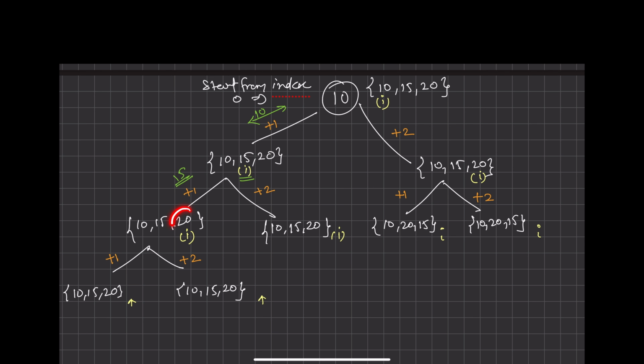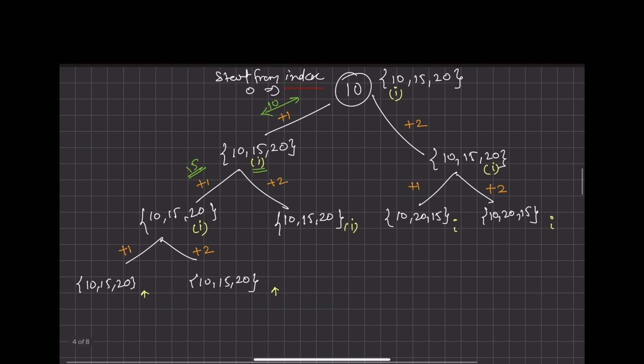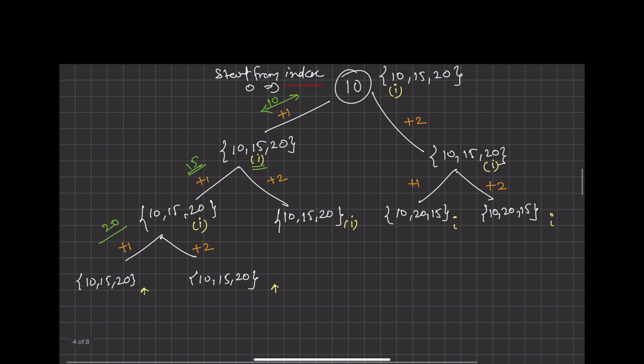Now we reach this index. Again we have two options, either we take one step or two steps. Now again we take one step. What is the cost? The cost it took is 20. Now we reach the end of the array, we reach out of the index, or we can say we reach the top floor. So what will we return? We will return 0 from here.